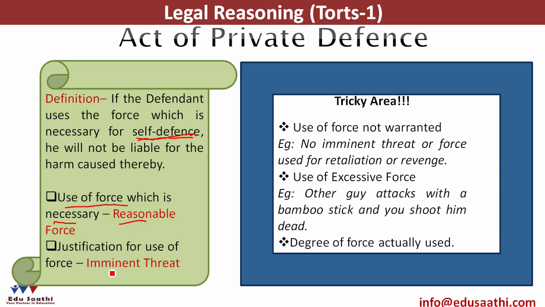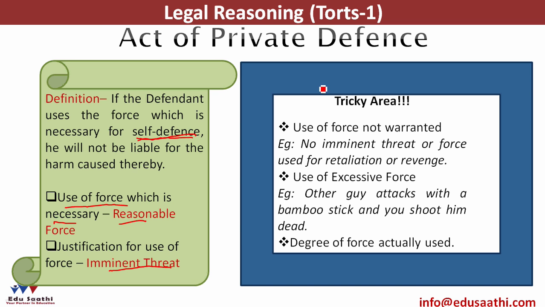Justification for the use of force. There must be an imminent threat that somebody is about to hit you, and then you stop that person by using the similar kind of force which is required, as there is an imminent threat that you will get hurt by the act of the other person who is going to hit you. So in that case, the defense of private defense would be available.